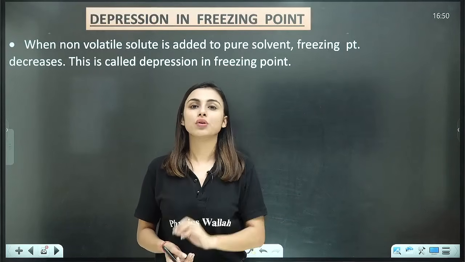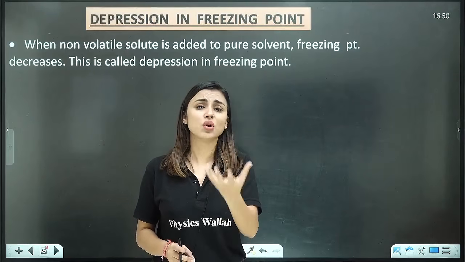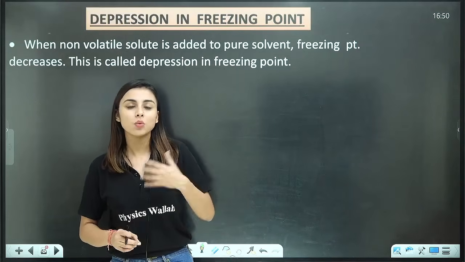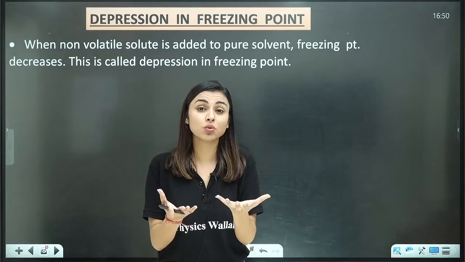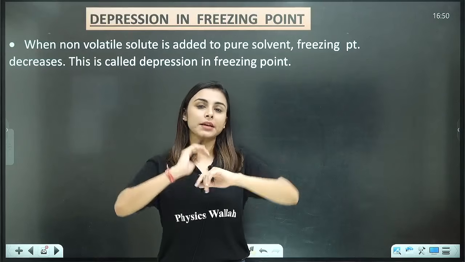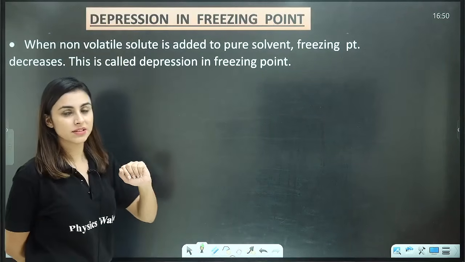We add salt on it. Salt is a non-volatile solute. What is salt? Salt is a non-volatile solute, and that non-volatile solute helps in melting the snow at a higher temperature. Now I am going to tell you what is depression in freezing point.